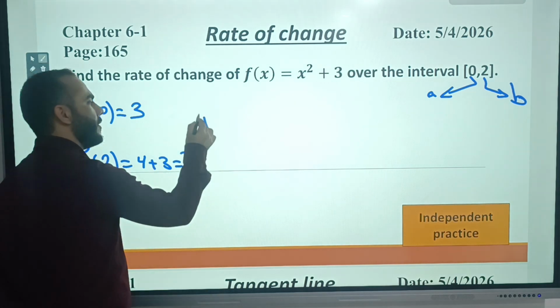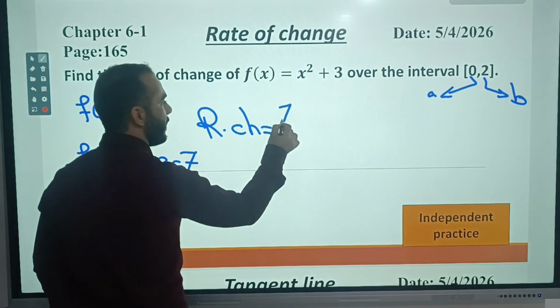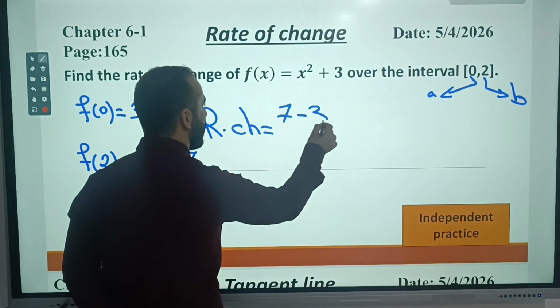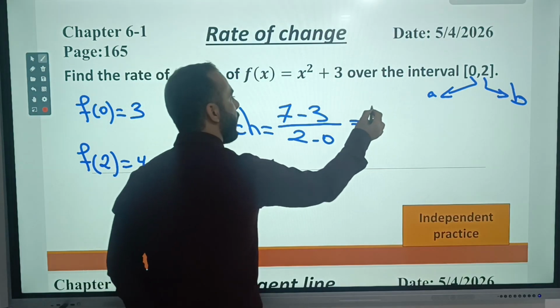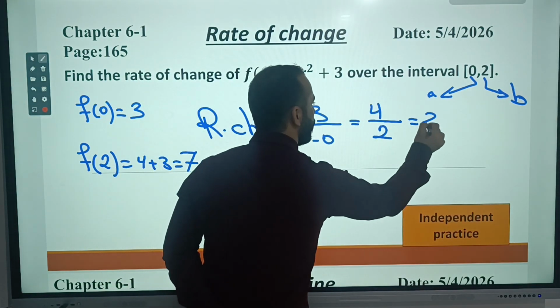Okay, so the rate of change equals f of b, which is 7, minus f of 0, which is 3, over 2 minus 0. So 7 minus 3, 4. 2 minus 0, 2. 4 over 2, 2.